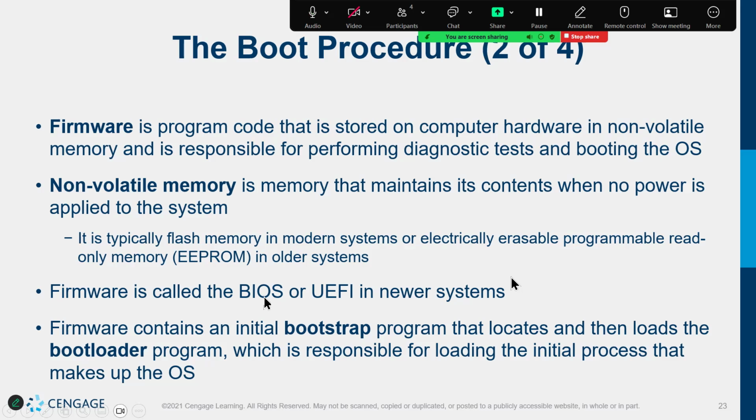So let's do this before we go there. It says firmware contains an initial bootstrap program that locates then loads the bootloader program, which is responsible for loading the initial process that makes up the operating system. I'll say it again. You have a bootstrap program that looks for the bootloader program, and the bootloader program finds the operating system and loads it onto RAM.